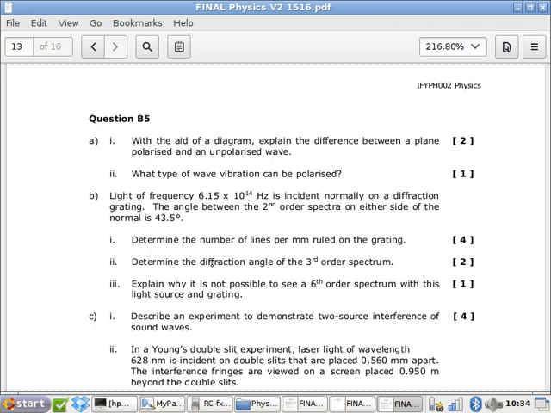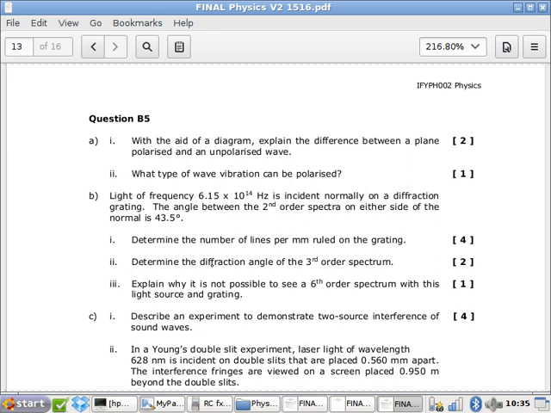Yeah. The next one, what's the angle of the third order? Which formula is that? n lambda equals d sine theta. Yeah, and again, that's easy peasy. Explain why we can't see the sixth order. The maximum is probably 5, which we would have to calculate.